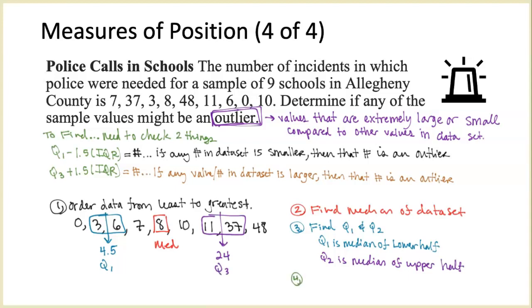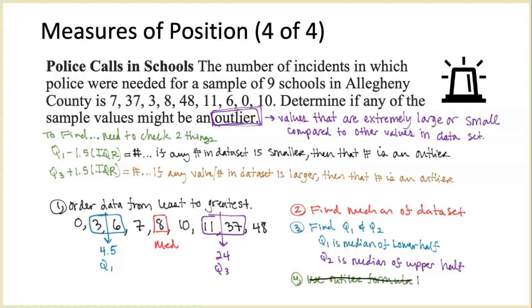Once we do the same process, the median of the upper half should be in between two numbers, because the upper half is 10, 11, 37, and 48. Those four numbers represent the upper 50% of the data after the median, and the median would be 24. So that number separates the bottom 75%. Everything below 24 would be the bottom 75%, and everything above 24 would be the upper 25%.